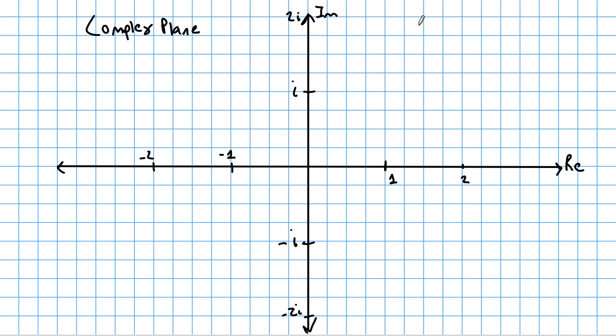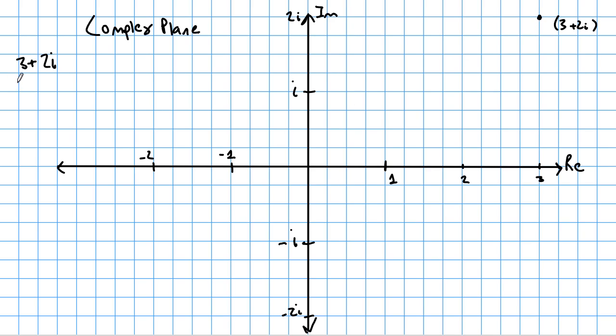So if we were to put 3 plus 2i, if we were to graph that number on our plane, then we would come to 3 as the real part, 2 as the imaginary part. The number 3 plus 2i is right here on our complex plane.